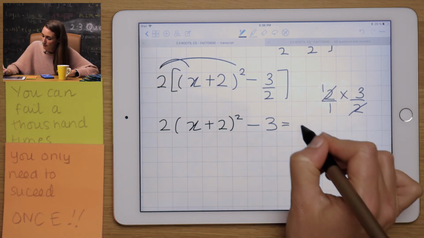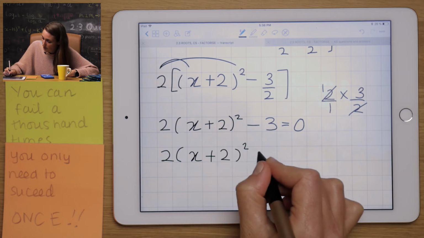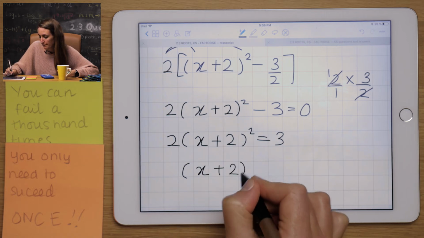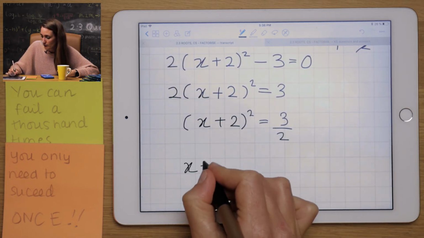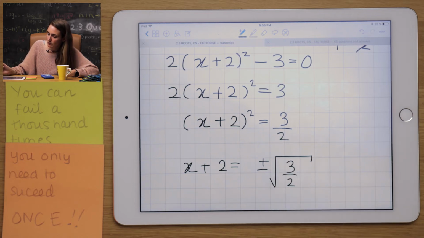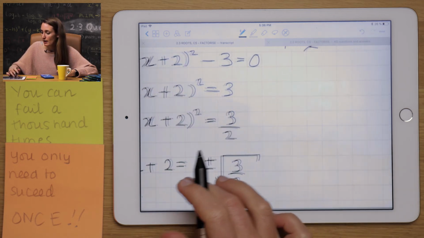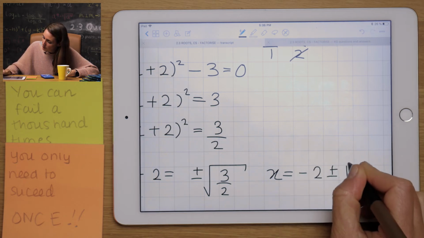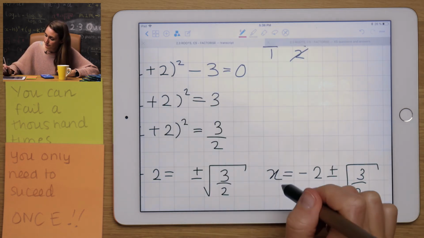If you want to solve this, you need to bring, first of all, the 3 to the other side, and then divide by 2. Take the square root. In this case, you'll just have to leave it as 3 over 2, because there is no root of 3 or 2. And then you move the plus 2 to the other side, and you're finished. So that'll be minus 2 plus minus the square root of 3 over 2 as your final answer.